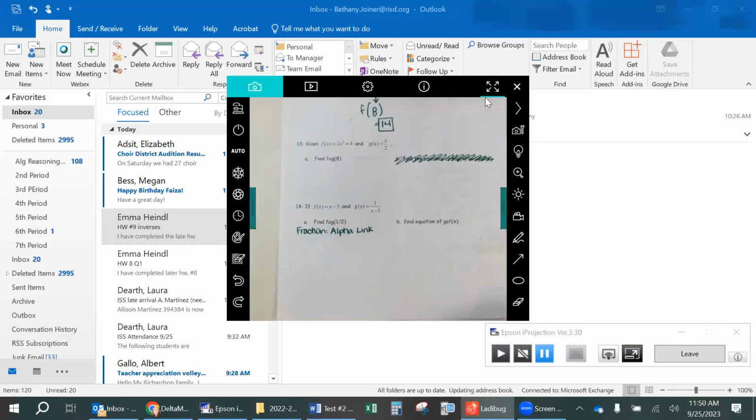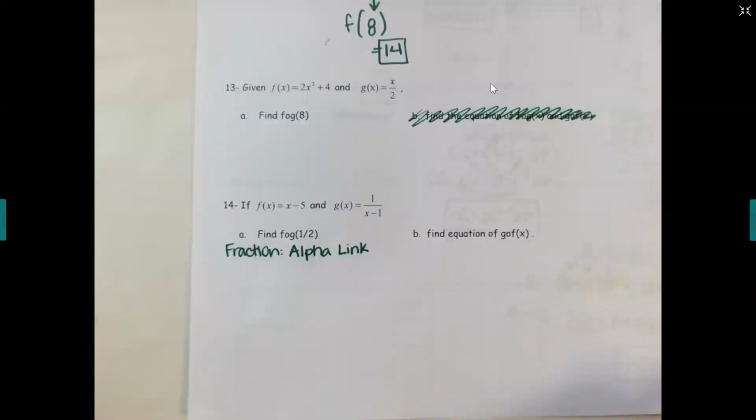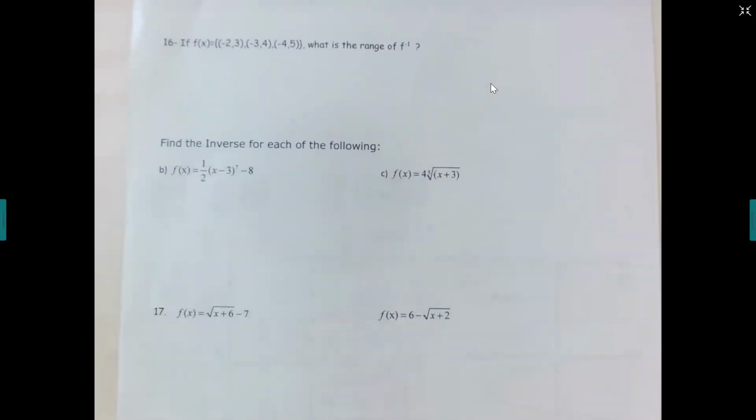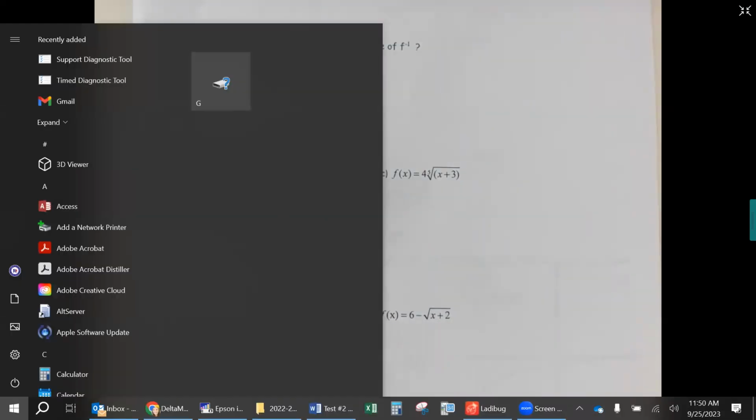Okay, so no stress at all. If you're not done, you're gonna have all the time after lunch. But since some of us are ready to go on to that next page, let's go ahead and take a look at your second page, please.